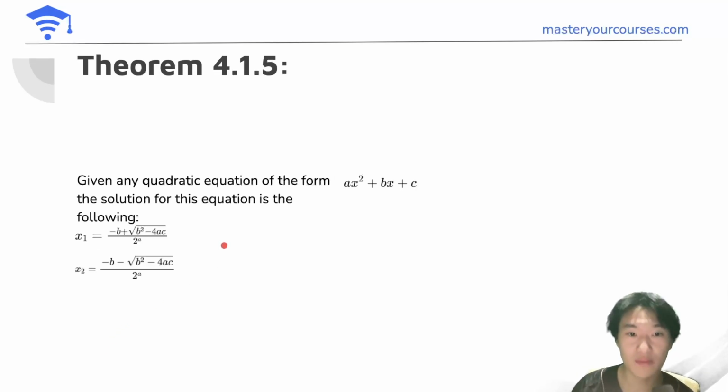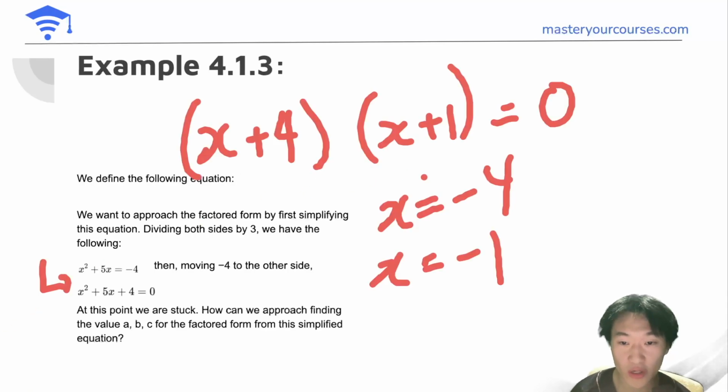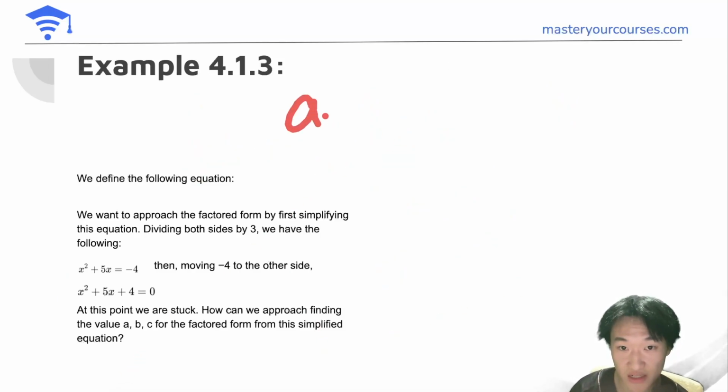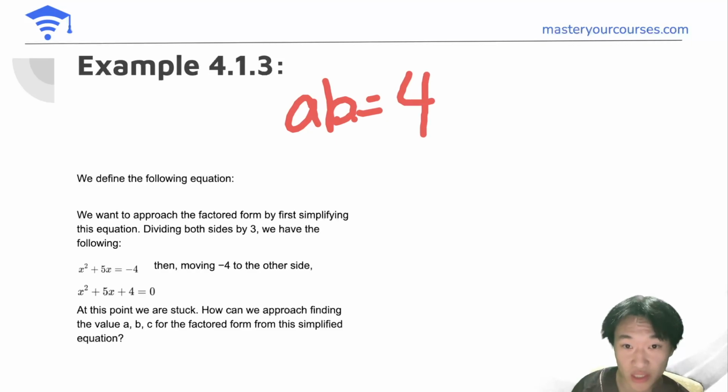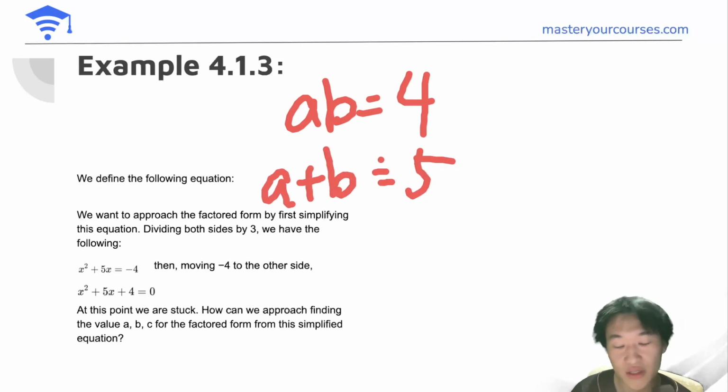Now, we want to be able to find a quadratic equation for all of these cases, right? And in the previous example, we were likely to come across a system of equations that is simple enough for us to find quickly: a times b equal to 4, a plus b equal to 5. Well, it's actually quite simple because we can just find all the numbers that multiply up to 4 and see if they add up to 5.